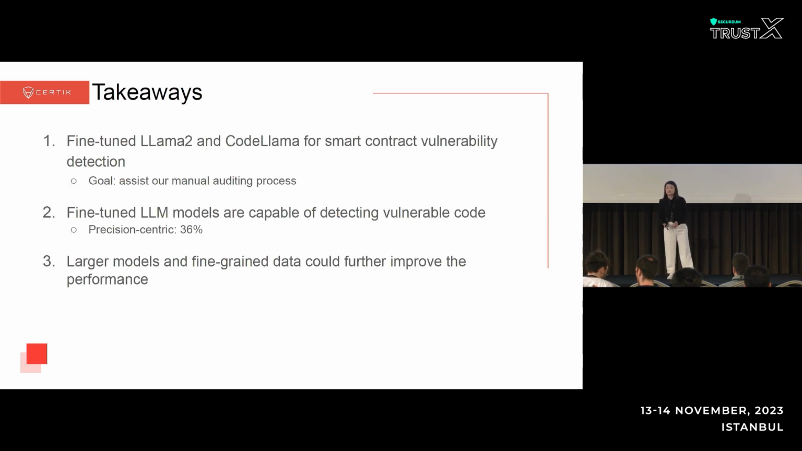So the summary of this talk is that we are concentrating on fine-tuning a large language model for smart contract detection, and our goal is to assist the human auditing process. The other point is that the model we achieved is precision-centric with 36%. And for future work, we are still working with large language models and looking for better datasets in order to improve the general performance.